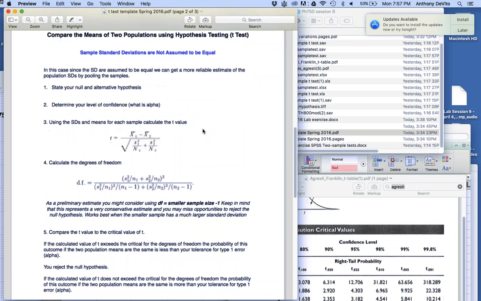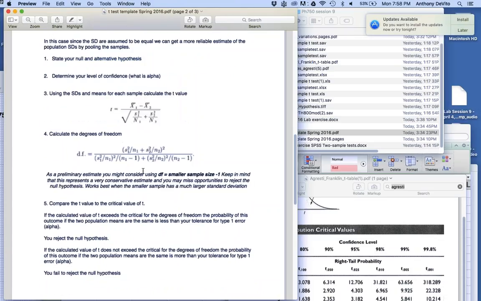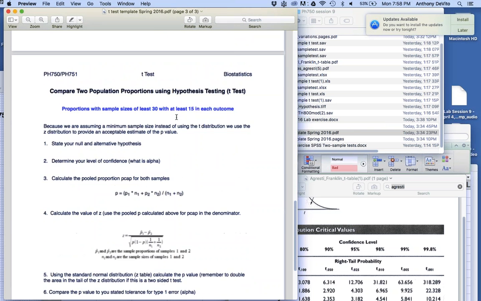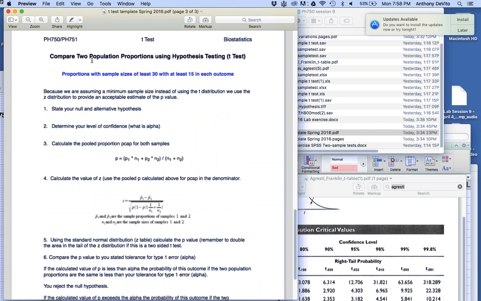What's the next possibility? Well, what about comparing the means of two populations, using two samples, assuming that the standard deviations are not equal. That's the other possibility. And there's formulas to do that. And the third possibility is comparing two population proportions, right? In that case, it always assumes that you're going to use a pooled proportion to calculate your z-score.